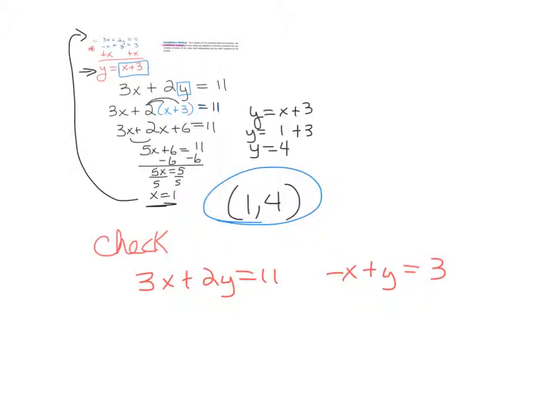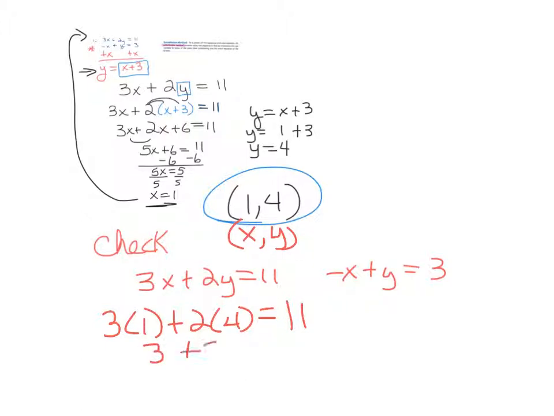So I'm going to plug in the 1 and the 4 because remember in your ordered pair, the first number is x, the second number is y. So 3 times 1 plus 2 times 4. When I do this left side, if it doesn't equal 11, I need to go back and redo my problem because I did something wrong. But notice so far, looks good, 11 equals 11.